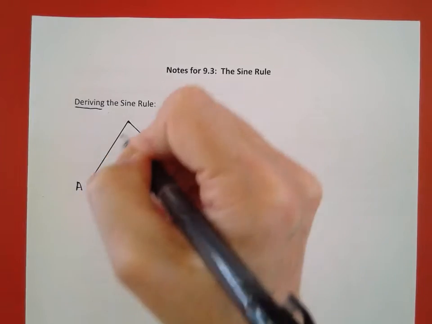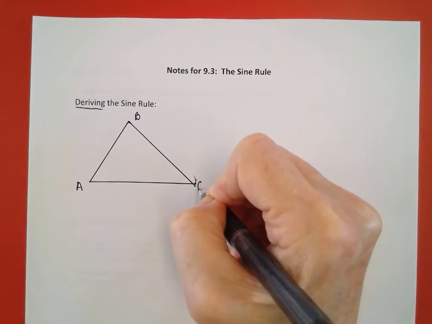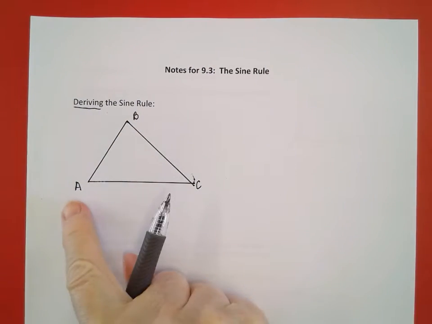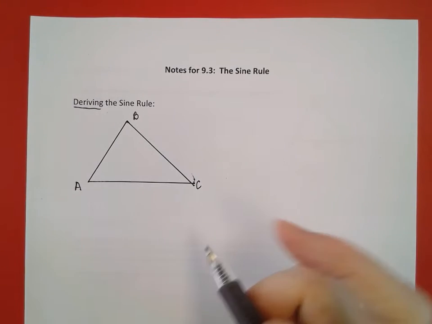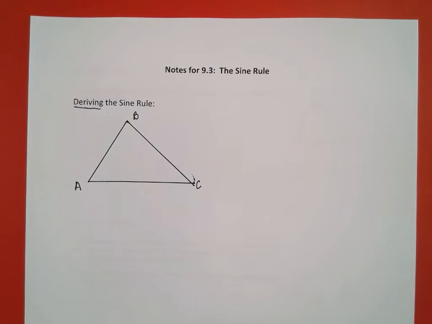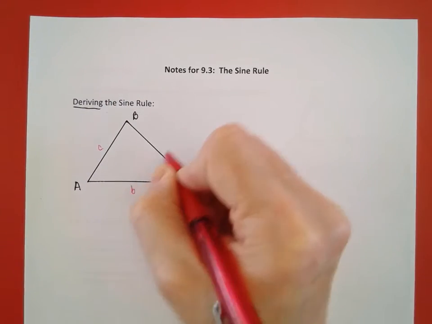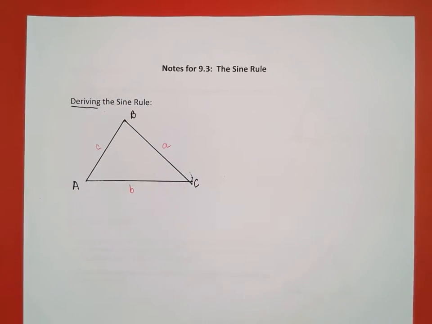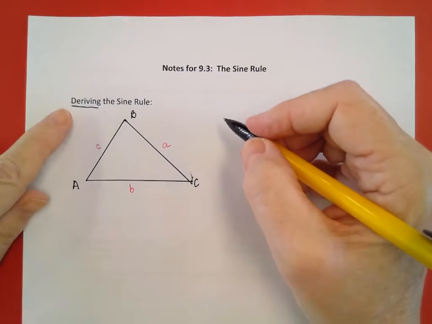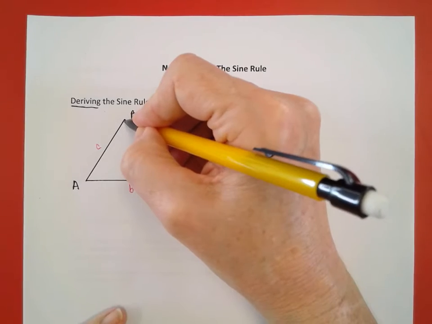I'm going to call it triangle ABC. And when you name the angles of a triangle, they have to be capital letters, and the sides are the lowercase letters, so little c, little b, and little a. That's just a mathematical convention that we absolutely have to use. All right, so I'm going to derive this relationship. I'm going to go quickly.